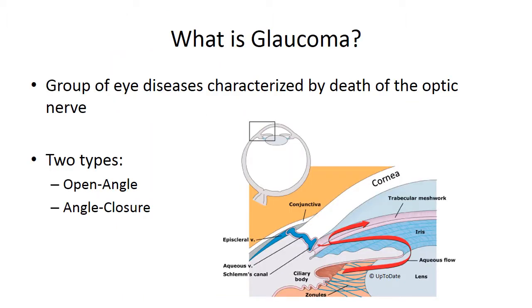With this anatomy in mind, we can now discuss glaucoma. Glaucoma is a group of eye diseases characterized by injury to the optic nerve, which may or may not be associated with elevated intraocular pressure, also called IOP. There are two main types of glaucoma. It can be subdivided into open-angle glaucoma and angle closure glaucoma.